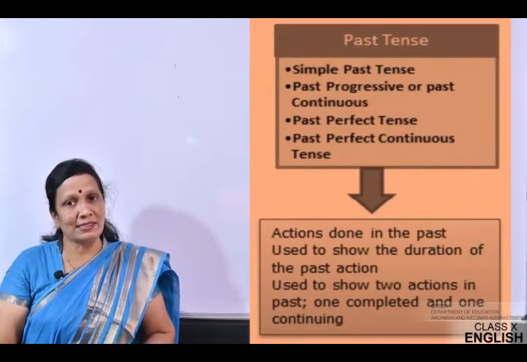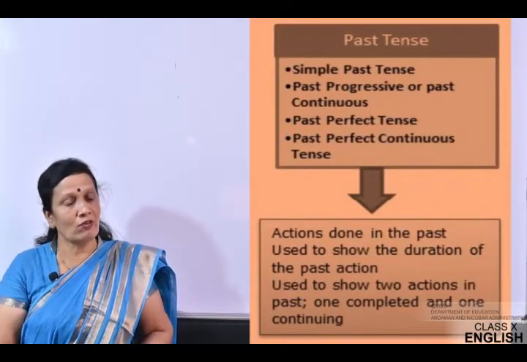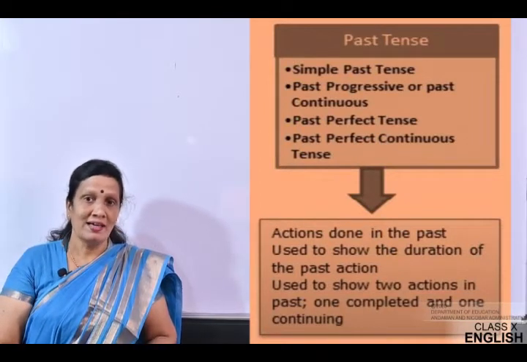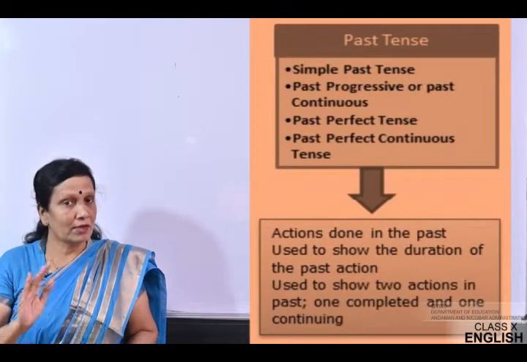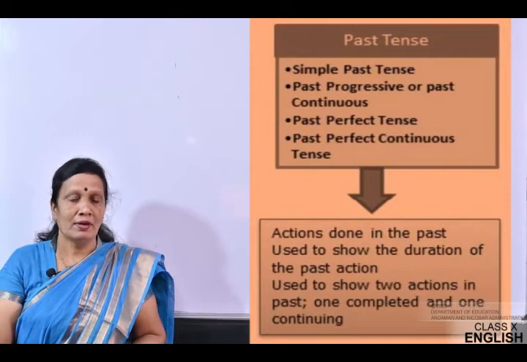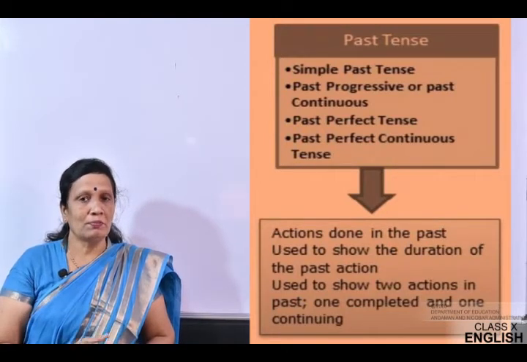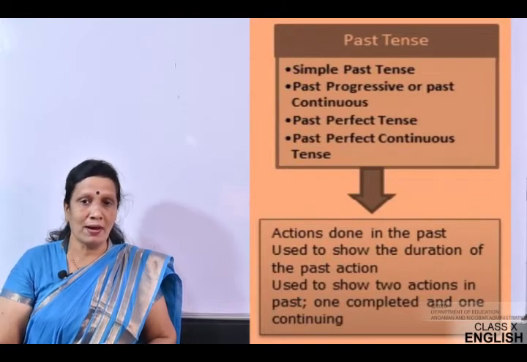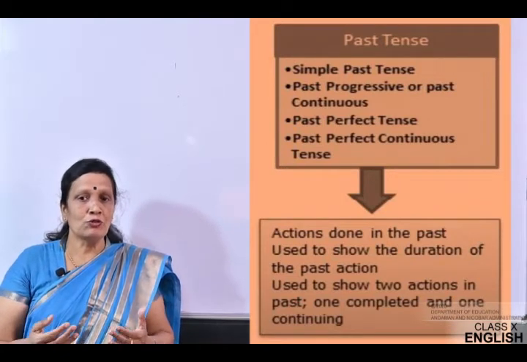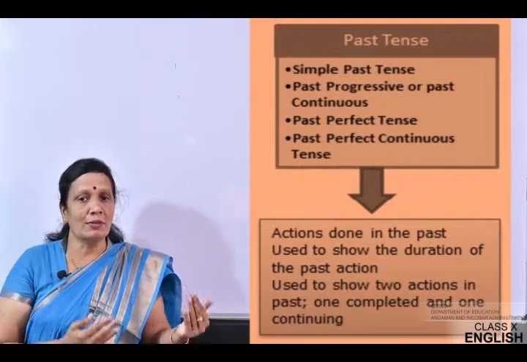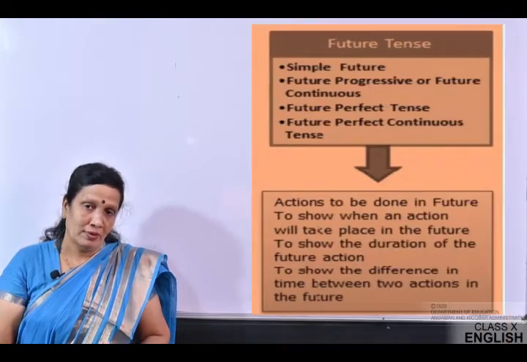Now let's look at the past tense in the same way. The simple past tense, past progressive or past continuous tense, the past perfect tense and the past perfect continuous tense. Now let's quickly look at the situations for the past tense. Actions done in the past, used to show the duration of the past action, used to show two actions in the past, one completed and one continuing.